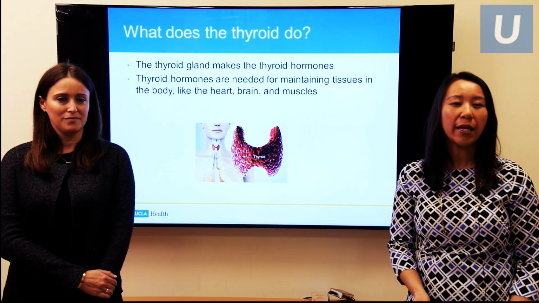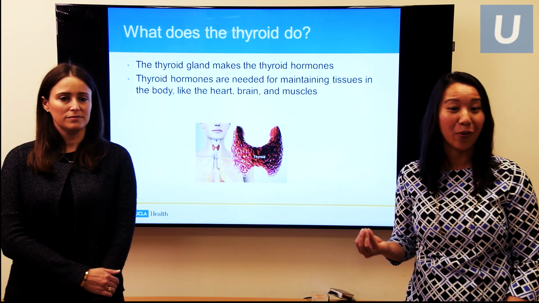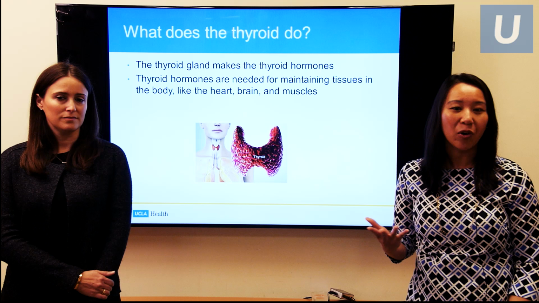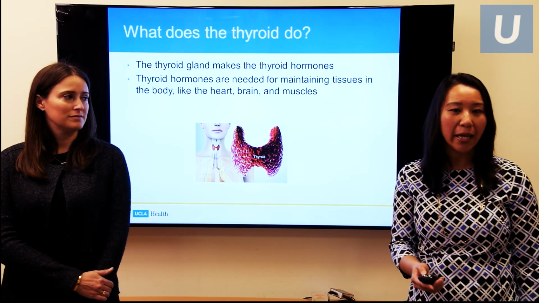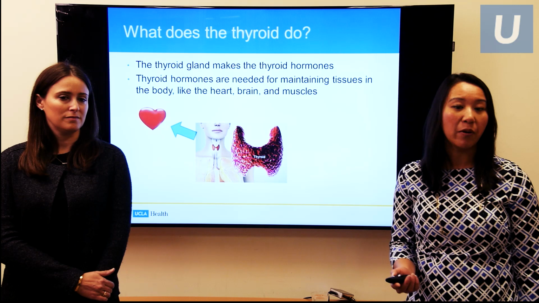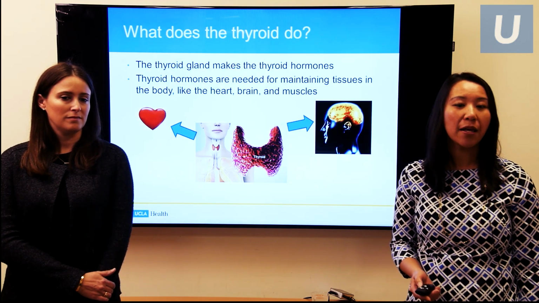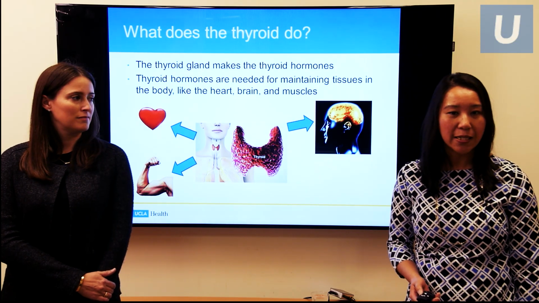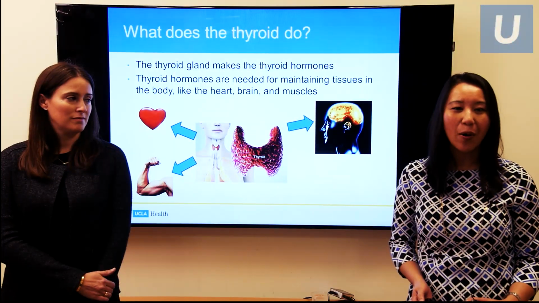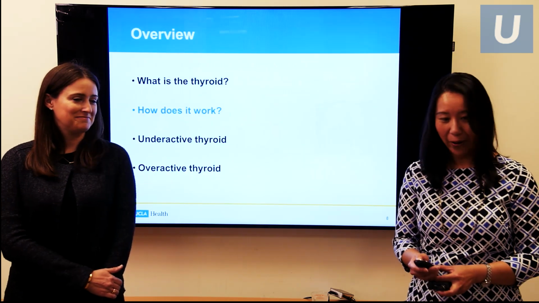And what it does, the thyroid is responsible for making our thyroid hormones. And what are thyroid hormones needed for? They actually are important for so many important things in the body. They are responsible for processes in the heart, in the brain, and then also in controlling muscle, but also in many other body systems as well. So I'm going to turn it over briefly to Dr. Smooke for the next part.